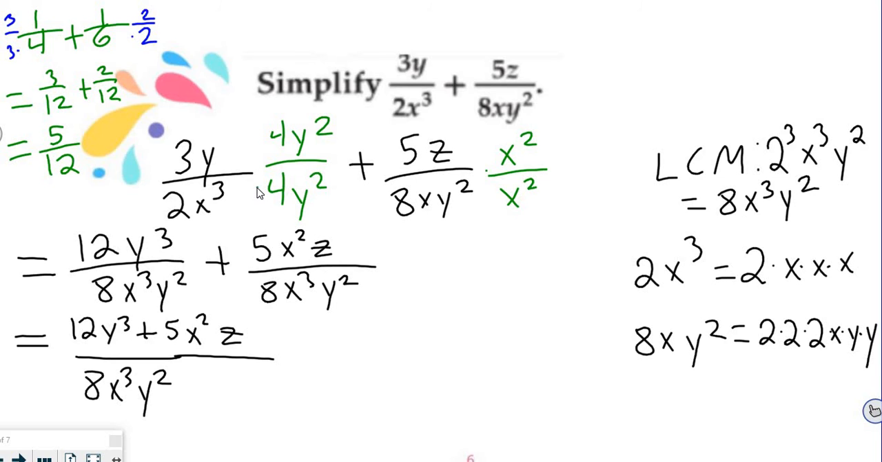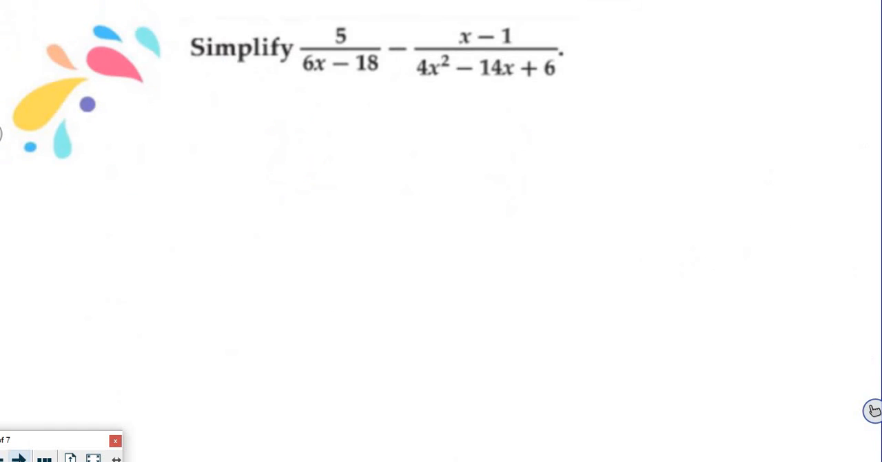Okay, so let's look at another one. This one's going to be polynomials instead of monomials, so that's okay. So what are we going to need to do first? Find the least common multiple. Well, before we can do that, what do we have to do? We're going to have to factor them. So we need to find the least common multiple, which means that we're going to have to factor.